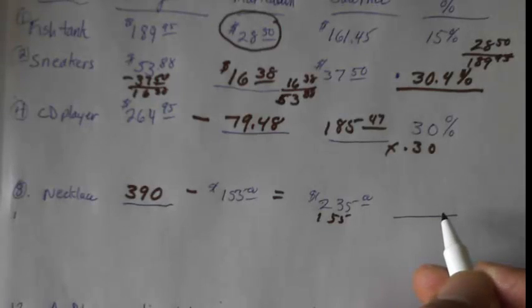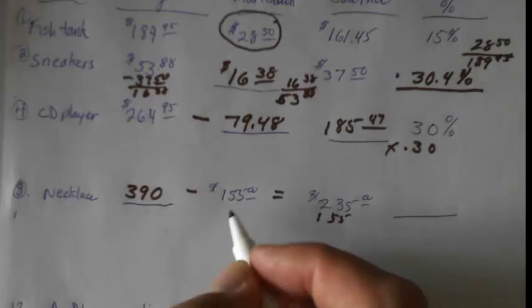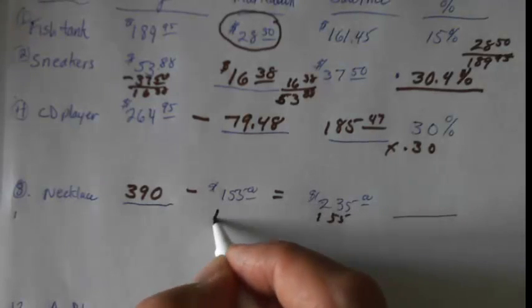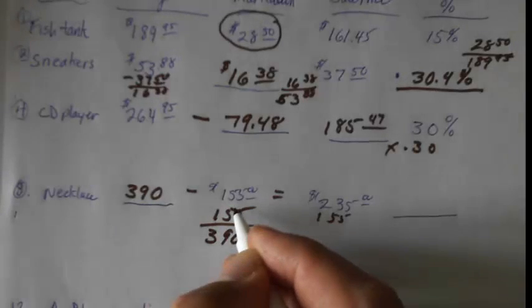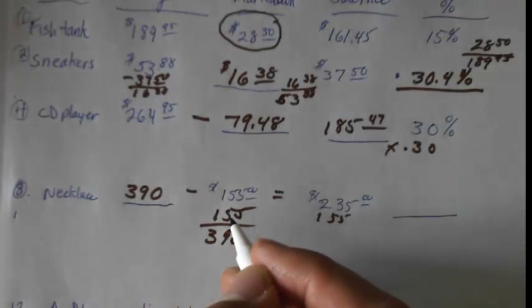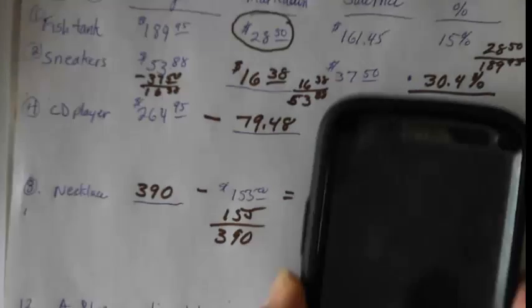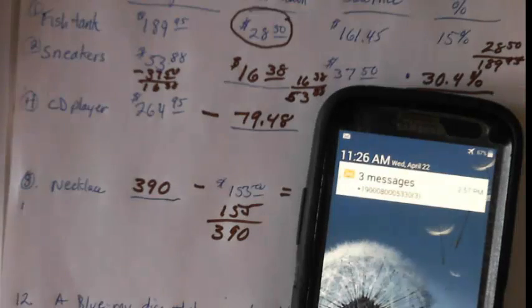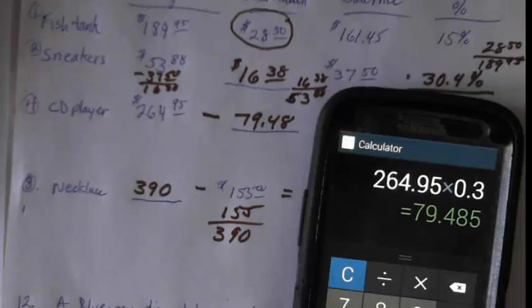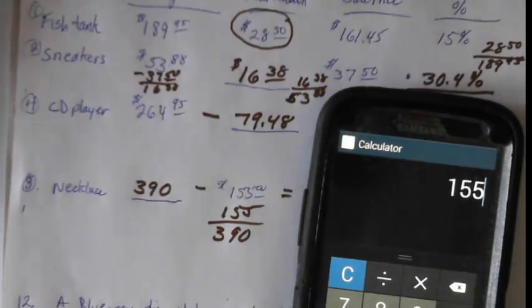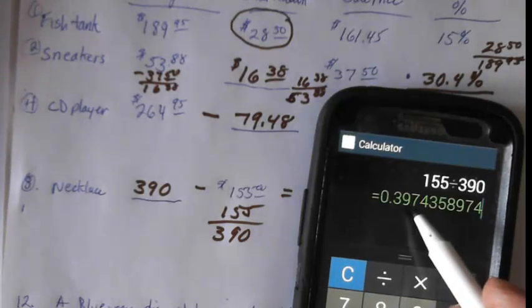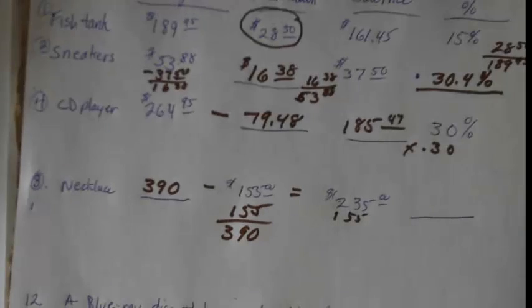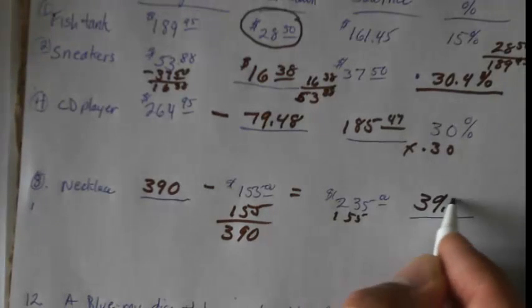So now we need to find the markdown percentage. Well, again, we're going to take the part over the whole and simply divide. So when we do that, do it on our calculator again here. 155 divided by 390. Okay, again we're going to move it over 2 spots, so 39.7%.